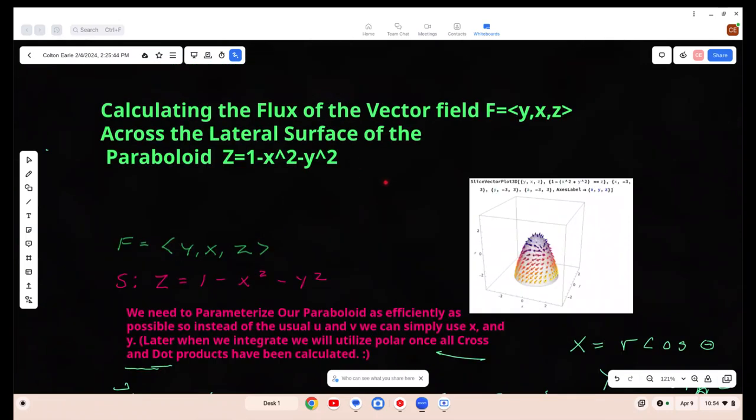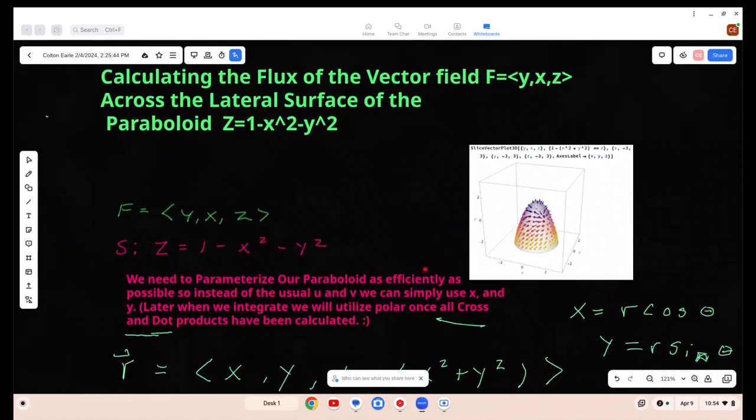So you're given a field y, x, z across a surface C. The first thing you need to do is parameterize your paraboloid as efficiently as possible. So instead of using u and v like you're used to, you can simply keep it as x and y. There's nothing too complicated here. It's just a paraboloid. I find it easier in some scenarios to use x and y. In other scenarios, it's u and v. I think through a little practice, you'll see which one's best in any given situation. So we're just going to keep it x and y here.